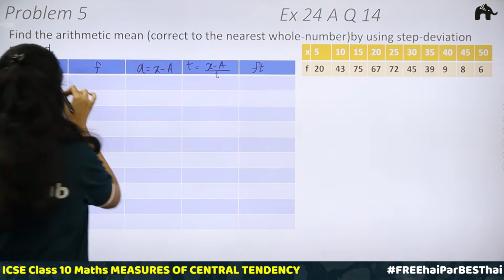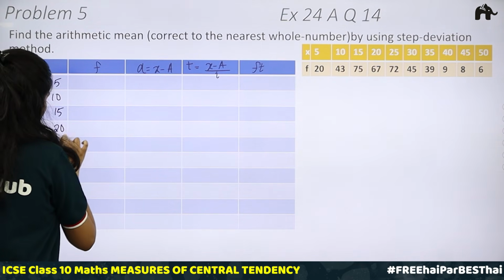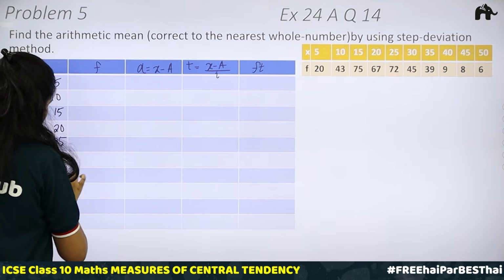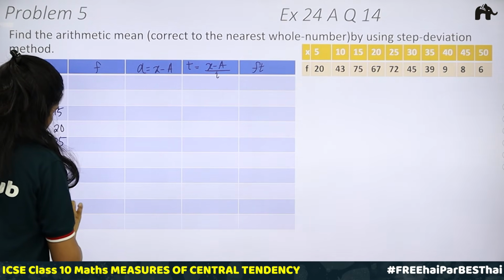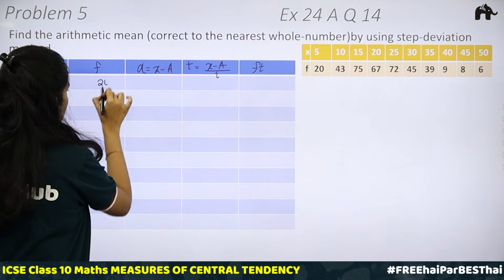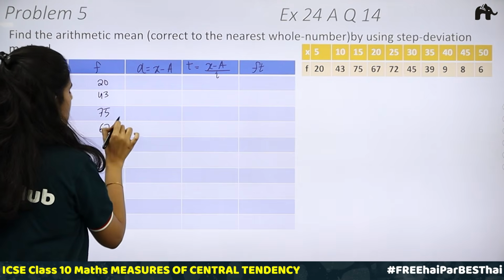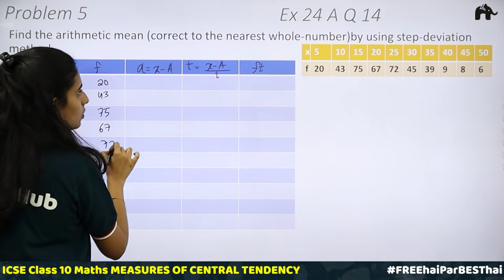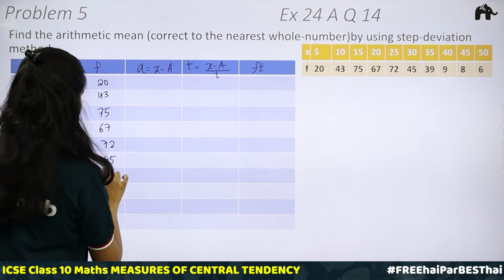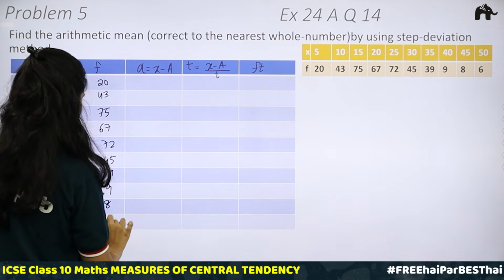What are the values? X values: 5, 10, 15, 20, 25, 30, 35, 40, 45, 50. Then the frequencies: 20, 43, 75, 67, 72, 45, 39, 9, 8, 6.